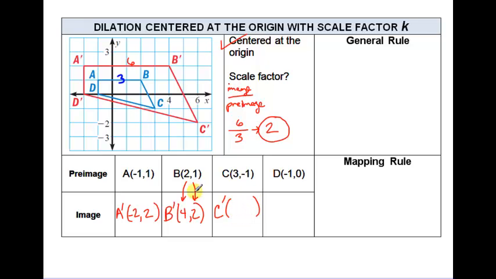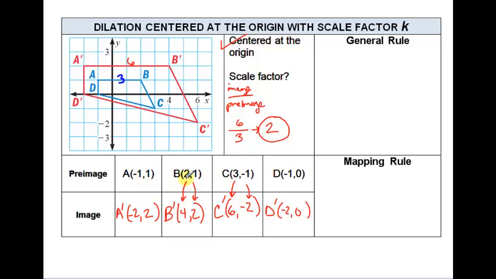With our C prime, I see it's located way down here at 6, -2. Does your pattern hold there? How do we get these numbers? Last, where's D prime? Okay, reading that from the graph, that's at -2, 0. Okay, does the pattern hold there? If you see the pattern, then you would see it holds.